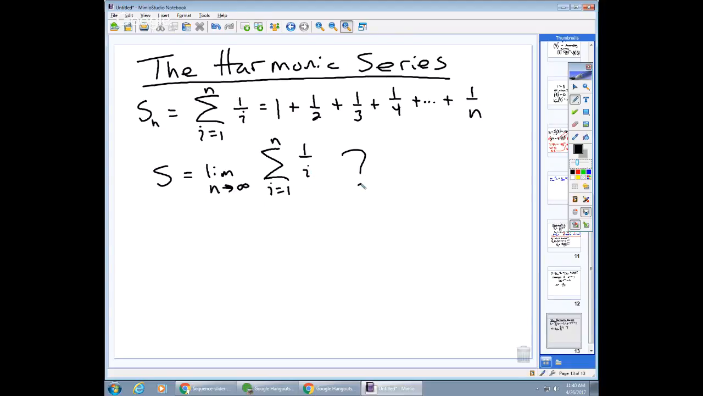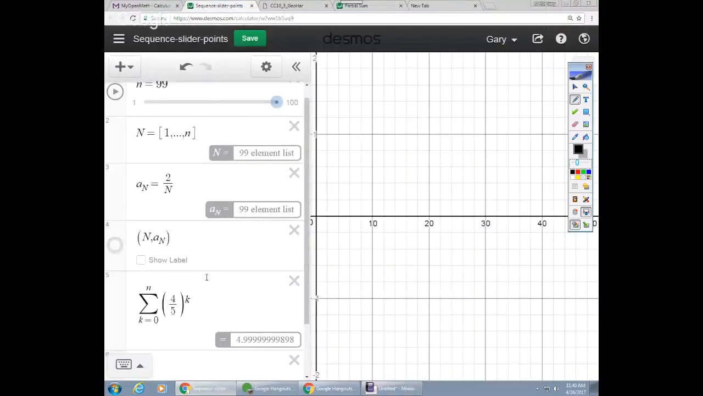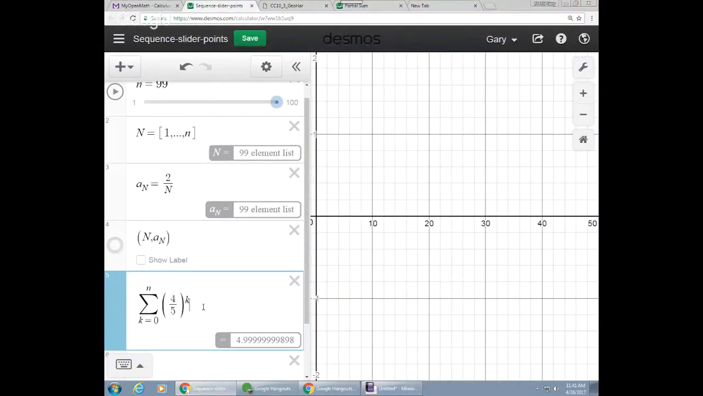What is this thing doing? Well, we could ask Desmos, experiment with it a little bit and see. Where's Desmos? Right over here. Okay, so let's switch this to just, since I have 1 over k, starting at 0 would be a bad idea. So I'm going to start at 1, and then I have 1 over k.